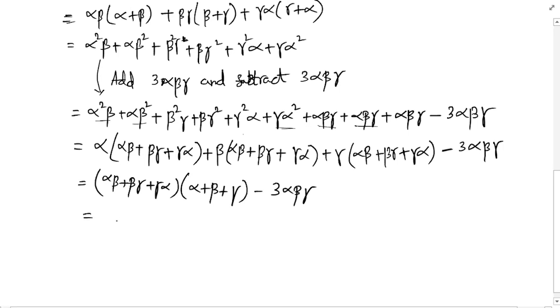So here this is 3, right? 3 into 2 minus 3 into 4, that is equal to 6 minus 12, that is equal to minus 6. So minus 6 is the answer for the second bit.